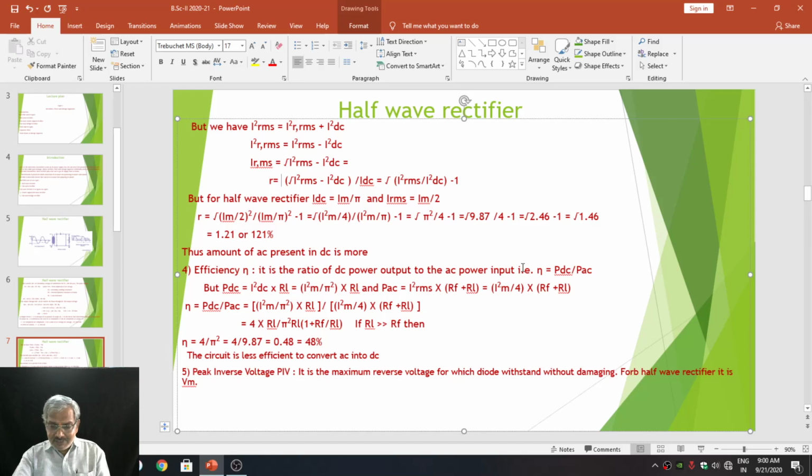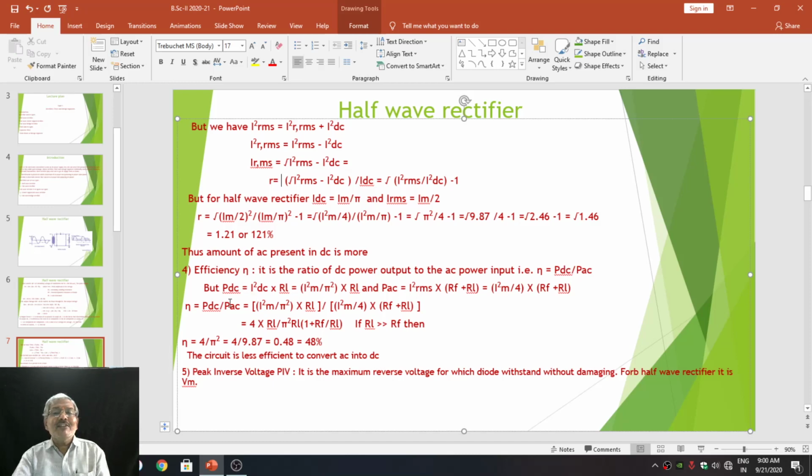Because generally efficiency is the ratio of output upon input. Here output is DC whereas input is AC. So thus we can make its definition as output power DC upon input power AC, that is, eta is equal to PDC upon PAC.